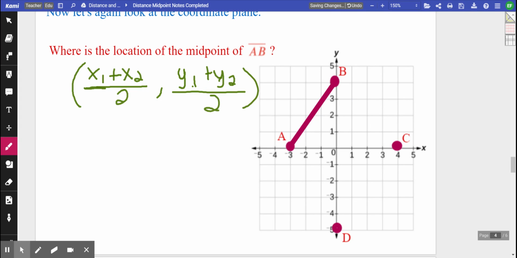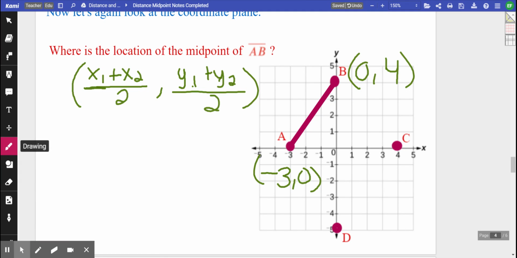So for us, if we're looking at AB, A is located at -3, 0. B is located at 0, 4. All right, so we know from before that we can go ahead and label our points. We can call this one x1 and y1. It does not make a difference which one you label as the first coordinate and which one you label as the second coordinate. Okay, and then let's plug into the formula.